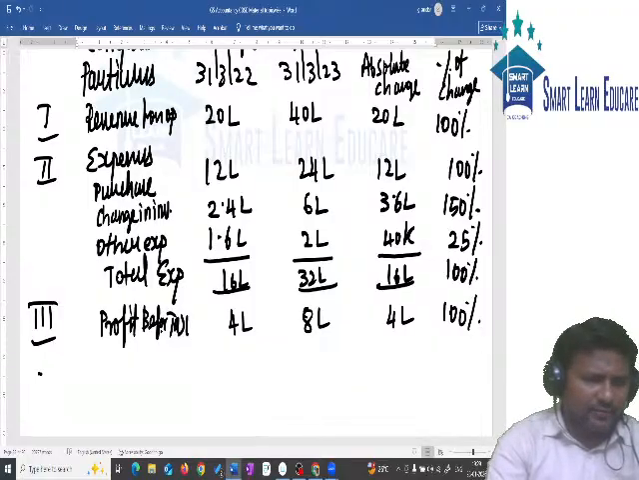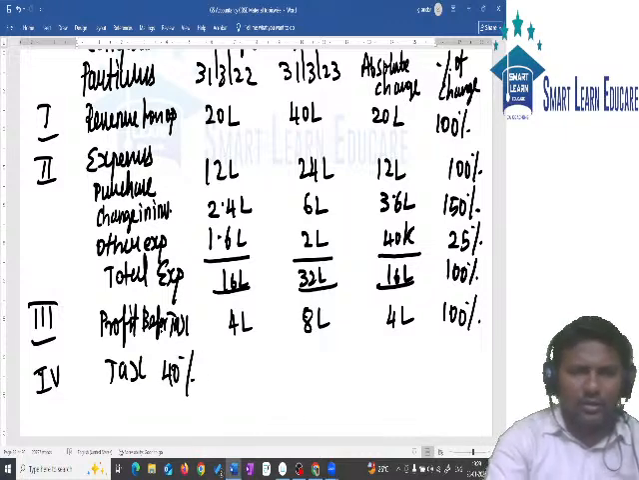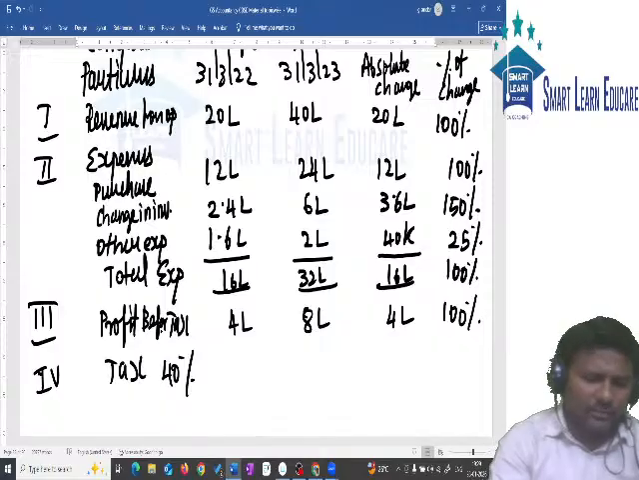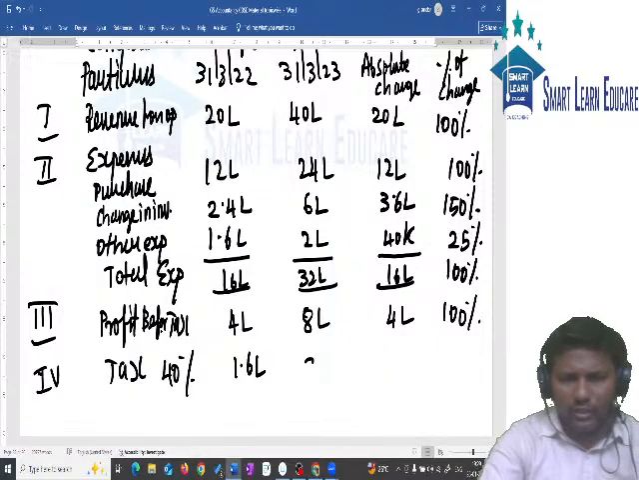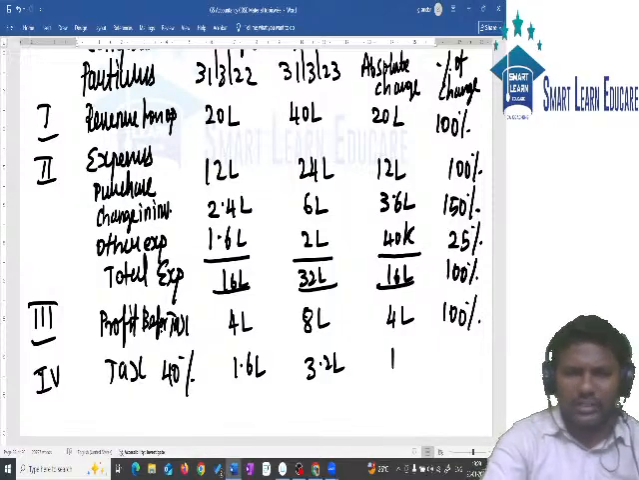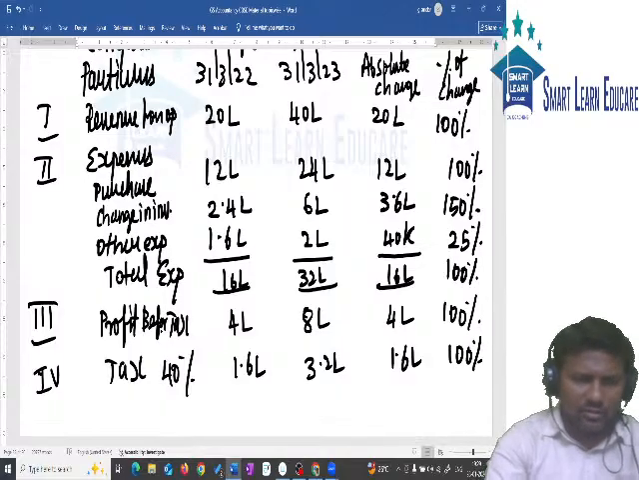Less tax, the fourth element. Tax is 40 percentage. 4 lakh into 40 percentage is 1 lakh 60,000. 8 lakh into 40 percentage is 3 lakh 20,000. The increase is 1 lakh 60,000, which is a 100 percentage increase.